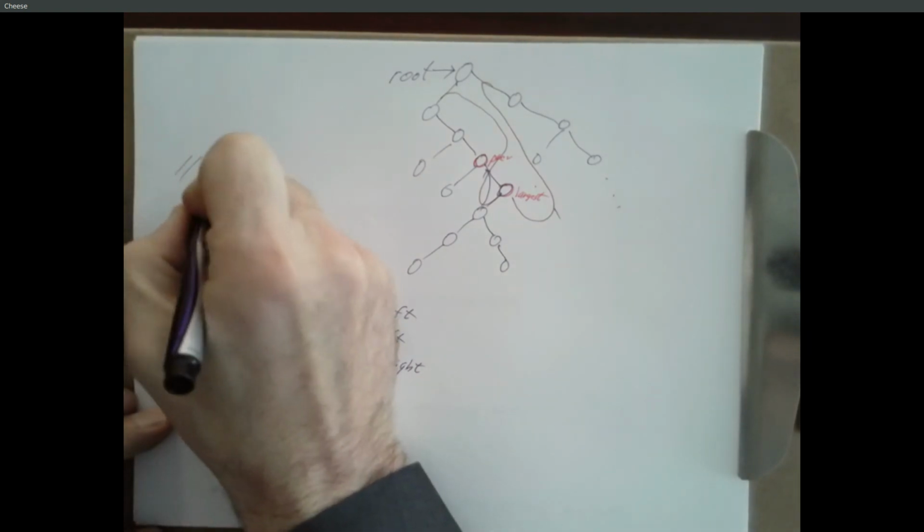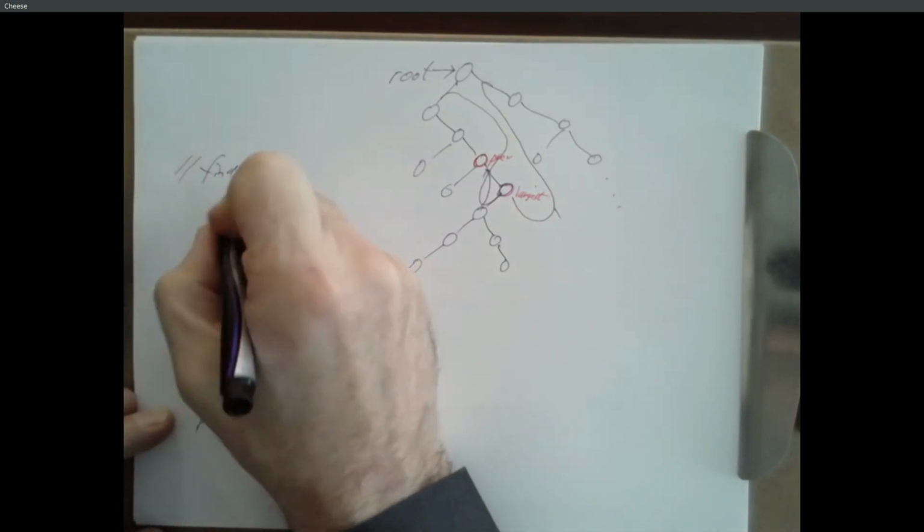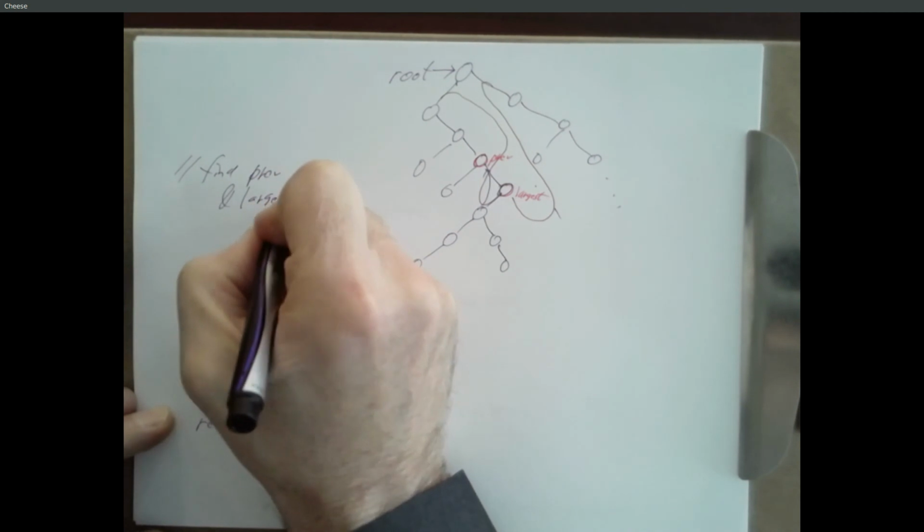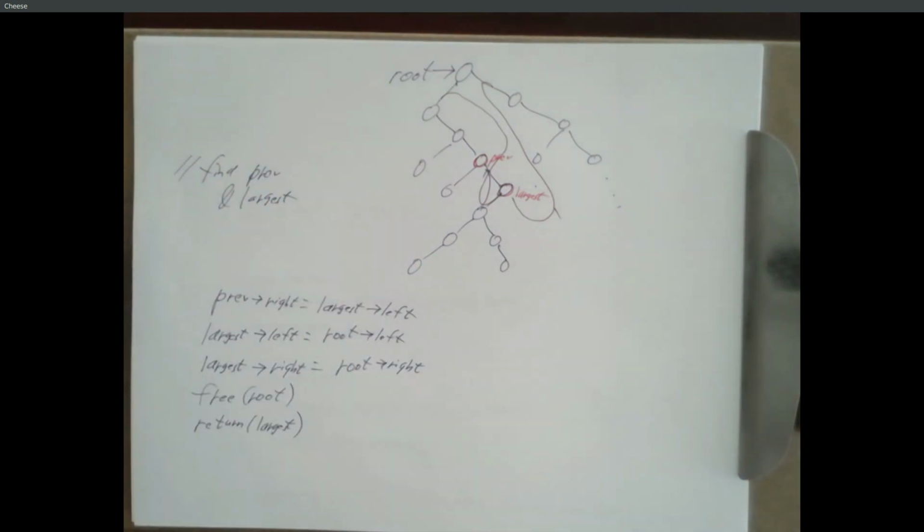So you have to find previous and largest. And then it's just a few statements to manipulate the nodes to perform the deletion.